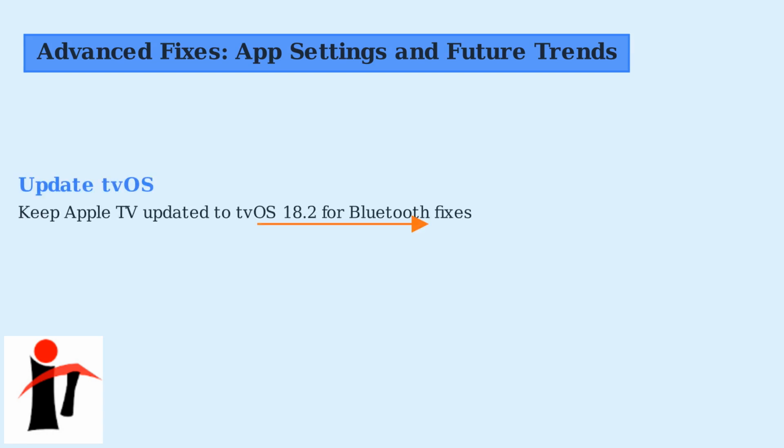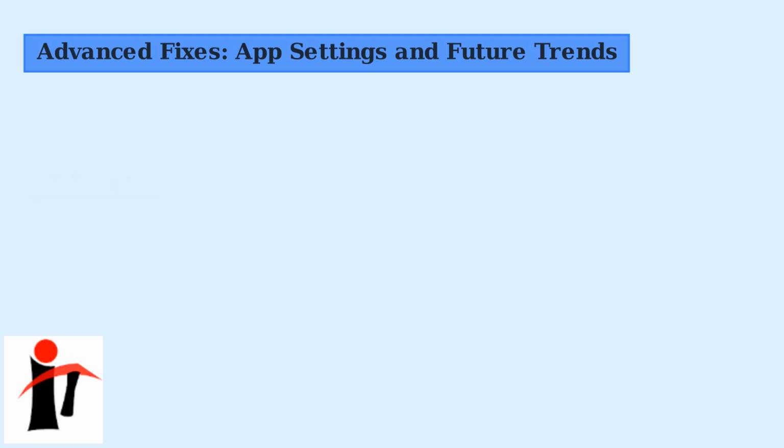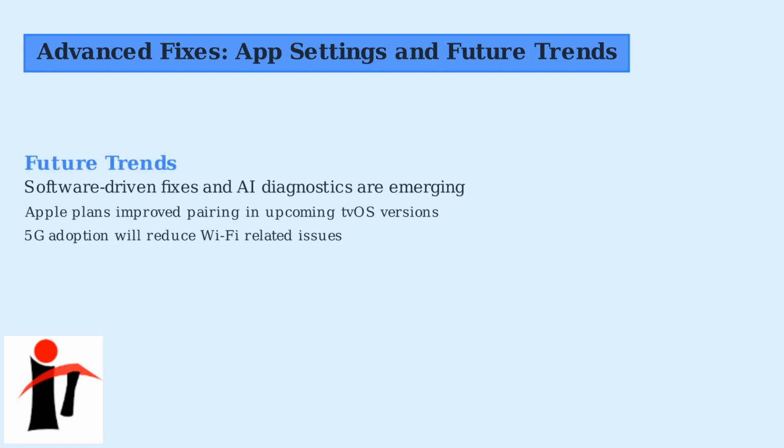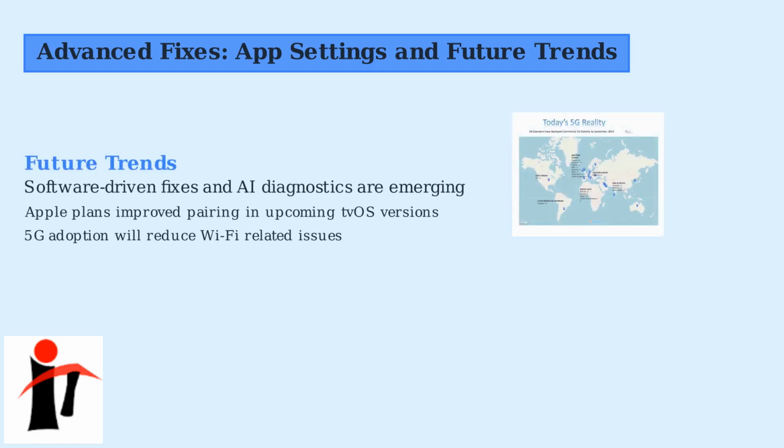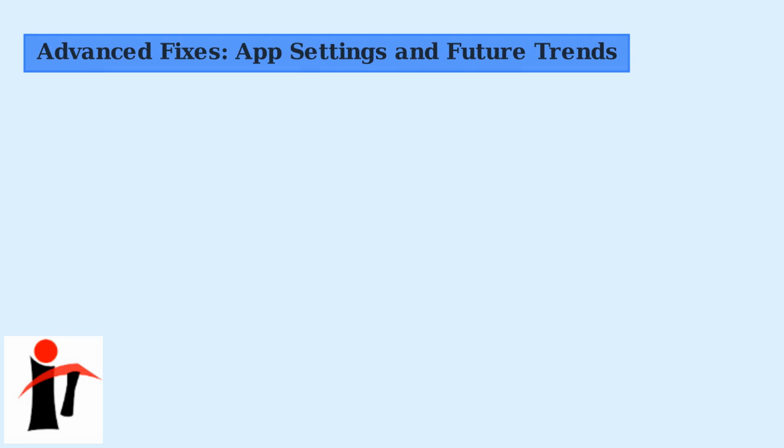Keep your Apple TV updated to the latest tvOS version, as Apple has been actively addressing Bluetooth pairing instabilities with updates like tvOS 18.2. Looking ahead, Apple plans to further improve remote pairing with upcoming tvOS versions.